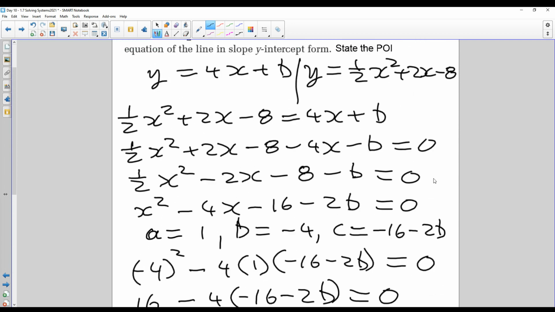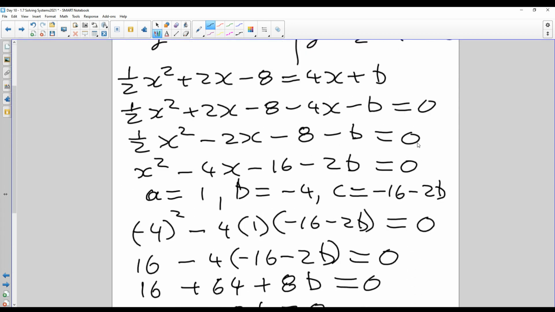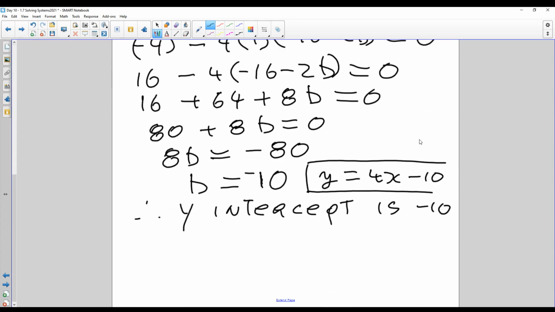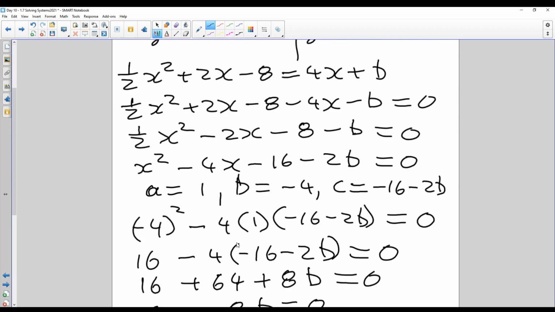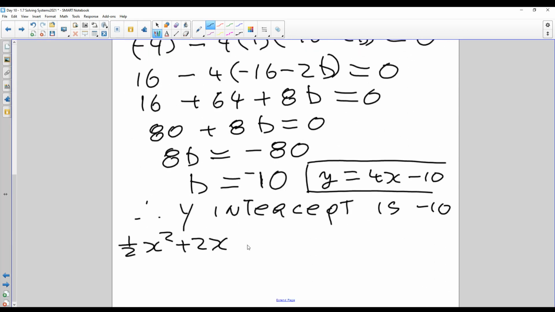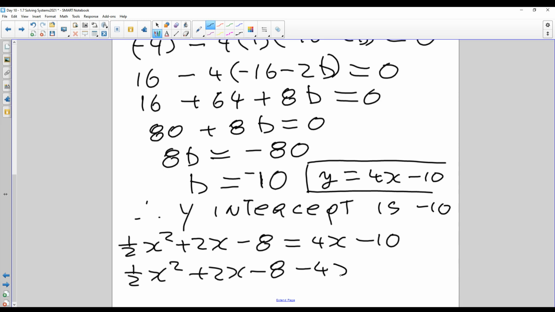And we can go back up here now and take the original equation, which is the half x squared plus 2x minus 8, is equal to 4x minus 10. Okay? And then we're going to finish this up by bringing everything to the left side. So half x squared plus 2x minus 8 minus 4x plus 10 equals 0.